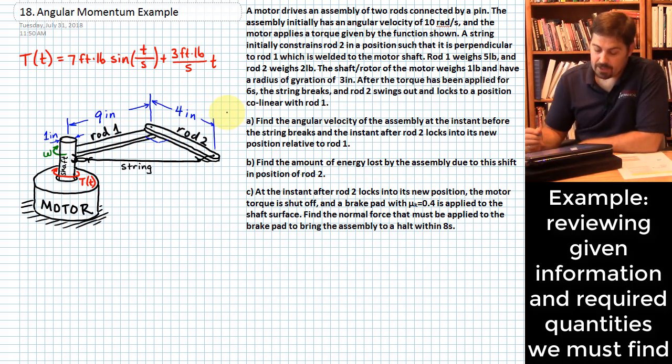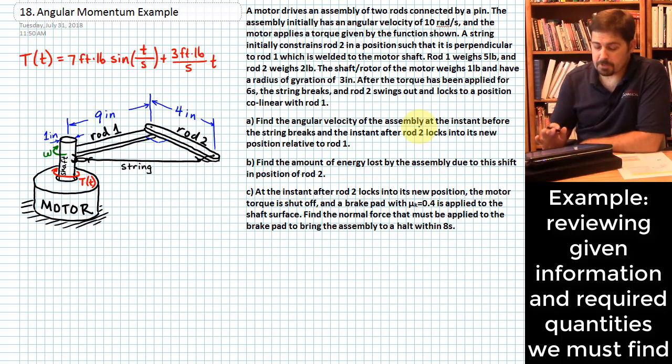Okay, now here's what we're supposed to do. First of all, we're supposed to find the angular velocity that the assembly reaches at the instant before the string breaks, and then, as another part of the problem, find what that angular velocity is the instant after the string breaks and the rod locks into its new position relative to rod 1.